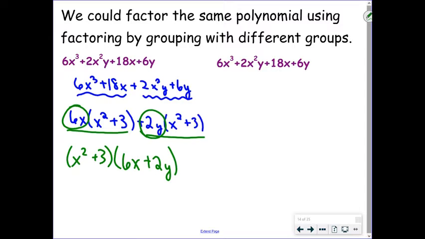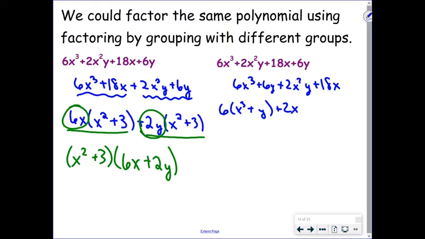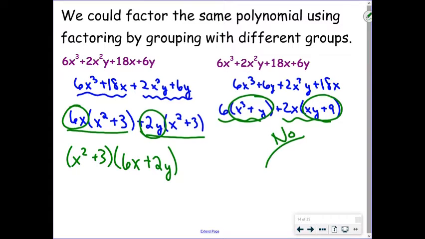So we could switch the order here. So let's try it again on this one. Let's take a look here. If I did 6x cubed plus 6y, 2x squared y plus 18. What can I take out of the first? A 6. What can I take out of the second? A 2x. What do I have left? xy plus 9. No, those aren't the same. Oh, well, that means that you may have to move the order around in order to do factor by grouping. That one doesn't work. Doesn't mean you can't factor, it just means you may have to move stuff around.